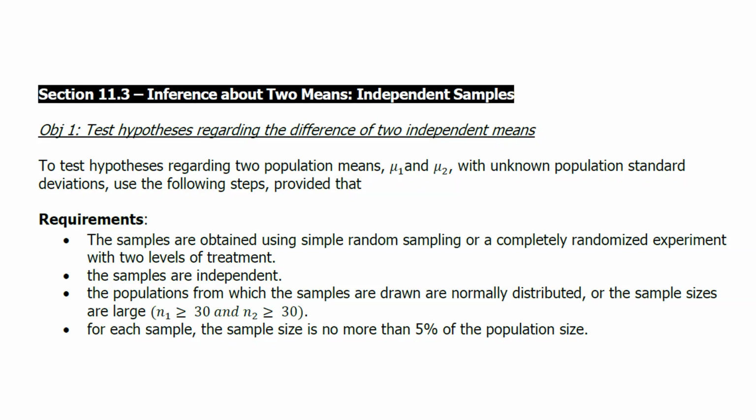The populations from which samples are drawn are normally distributed, or the sample sizes are large, meaning the sample sizes n1 and n2 are both greater than or equal to 30. So in translation, for small samples, we need normality. For large samples, the central limit theorem saves us, because as long as it's large, meaning greater than 30, we're good to go for normality. For each sample, the sample size is no more than 5% of the population size. So this ensures independence within each sample.